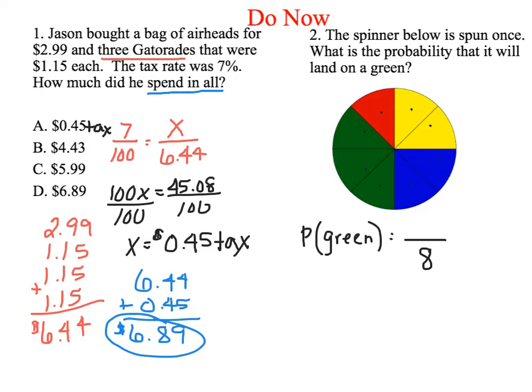And I'm only looking for the green. So I have 1, 2, 3 out of 8 chances that I'll land on a green. So my probability is 3 out of 8. I could change that to a decimal by doing 3 divided by 8, in which case we would get 0.375. And to get that to a percent, if I multiply by 100, I would get 37.5% chance of spinning a green.